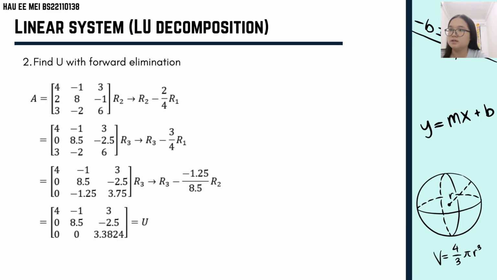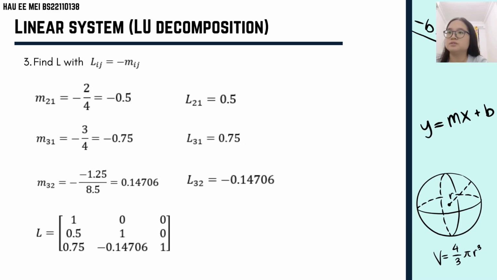First, to find the matrix U, we apply forward elimination, which is row by row elimination, onto matrix A, which is the coefficient matrix. At last, we will get zeros below the diagonal, which is the matrix form of U. Next, to find L, we use Lij equals minus Mij, where Mij is the coefficient from the previous forward elimination, row by row.